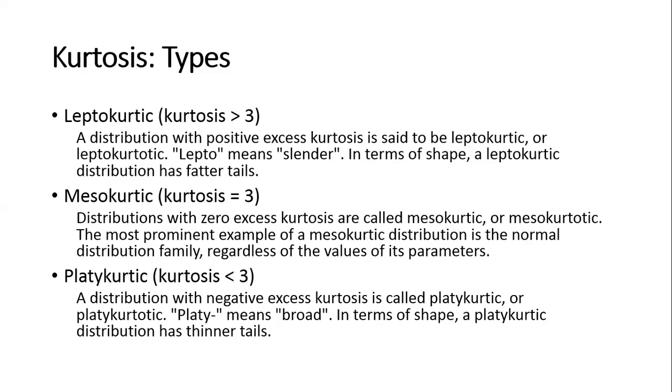Platykurtic has kurtosis less than 3. A distribution with a negative excess kurtosis is called platykurtic. Platy means broad. In terms of shape, a platykurtic distribution has thinner tails. Now, you don't need to memorize all this, okay? It's just for knowledge sake.